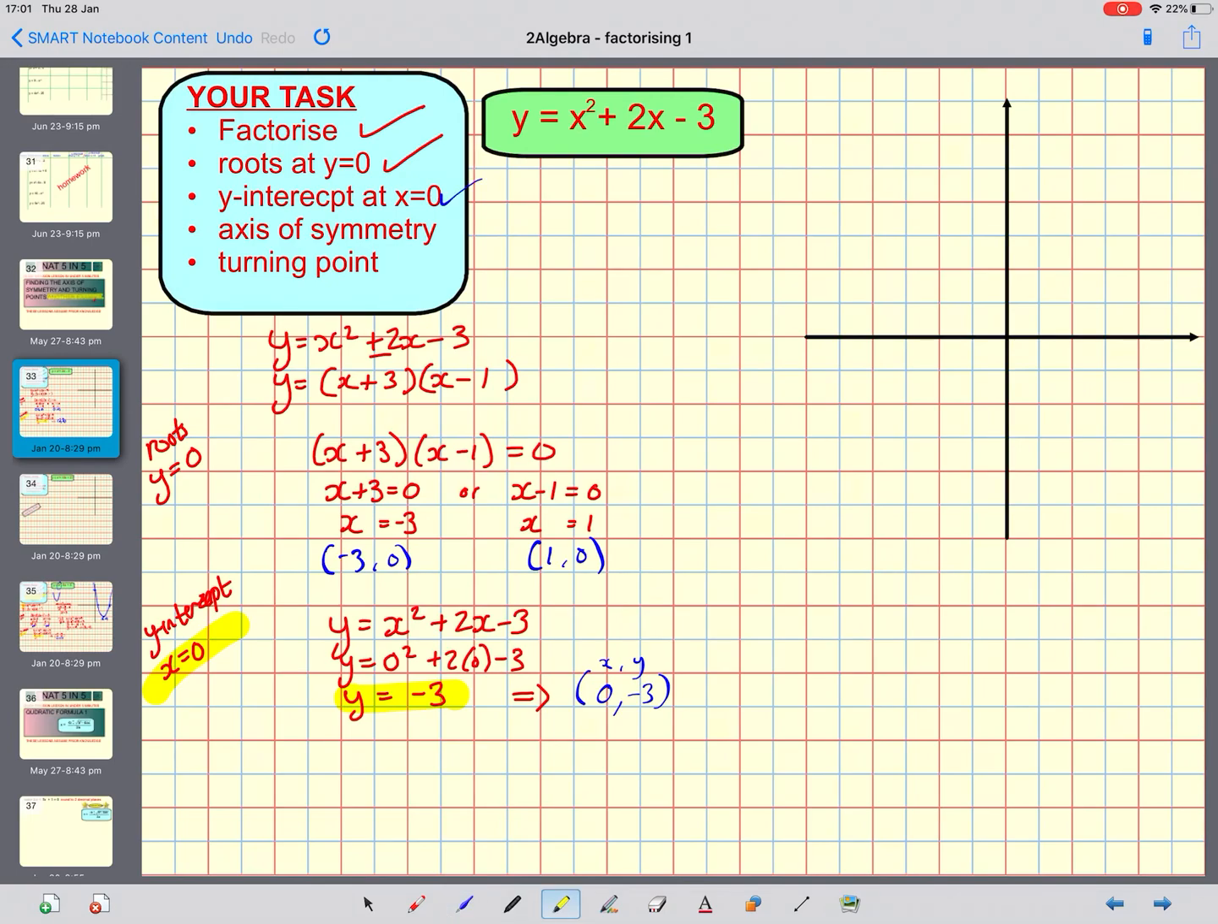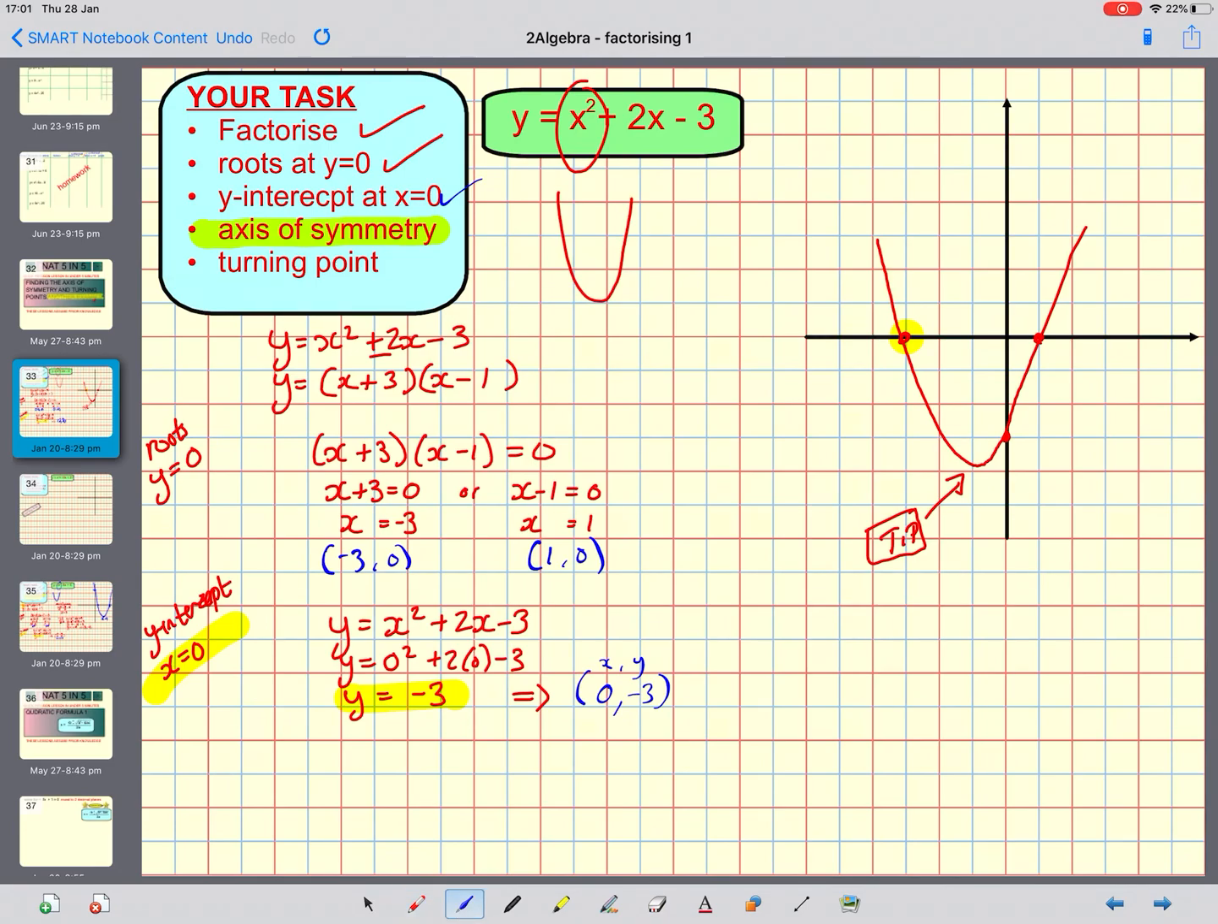Now this one here, axis of symmetry, is the new thing that we're working out. So let's plot what we already have. We've got negative 3, 0, we've got 1, 0, and we've got 0, negative 3. Your parabola, remember it's an x squared, so the parabola is a happy face. It's going to look roughly like this. Again, similar to the last one, I don't actually know the turning point yet, I'm just guessing how far down it comes.